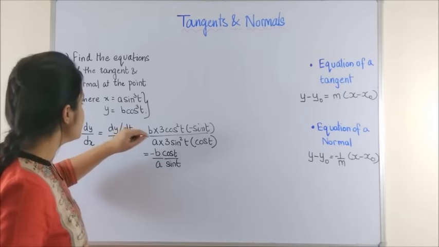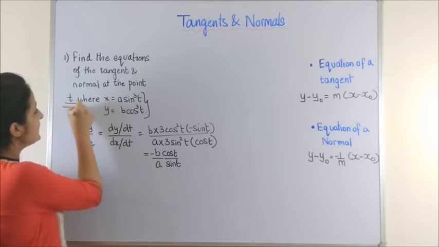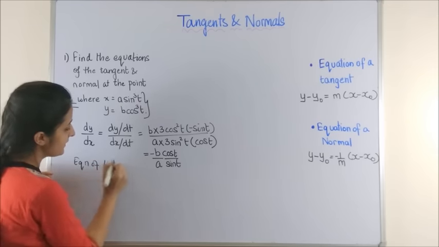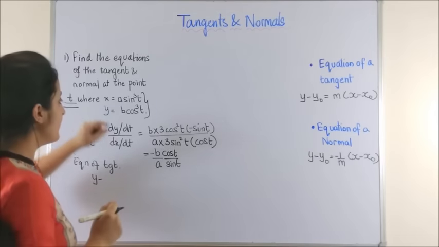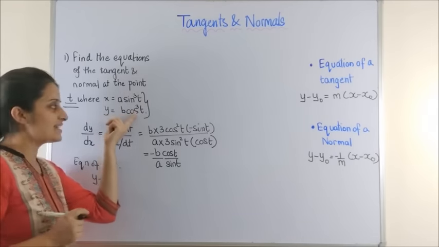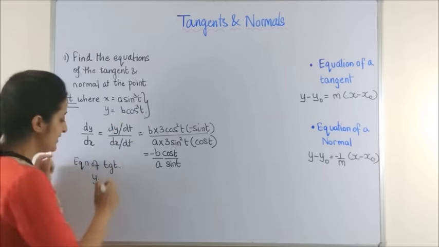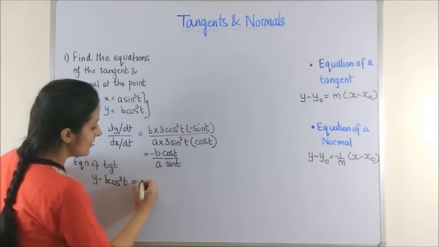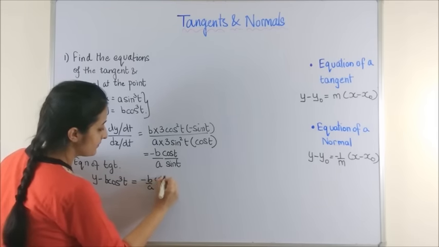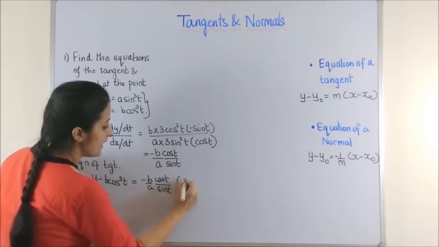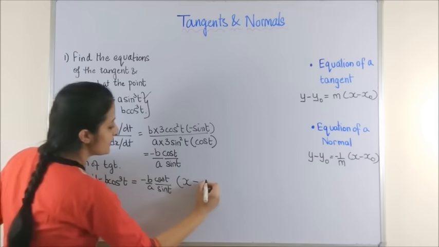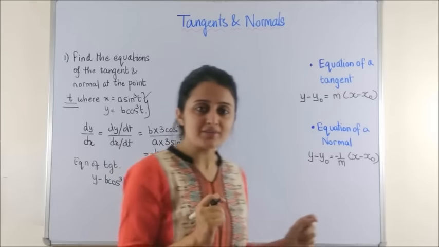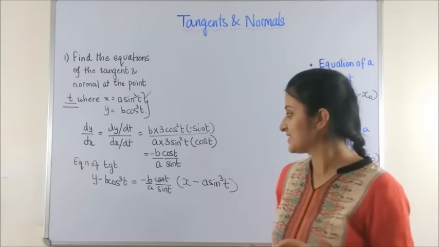Now please see, in order to find equation of the tangent at this point t, we get equation of the tangent to be y minus y naught, where this acts as the point y naught at t. So y minus y naught is equal to m into x minus x naught, which is once again over here. Now all you need to do is cross multiply and give the final answer.